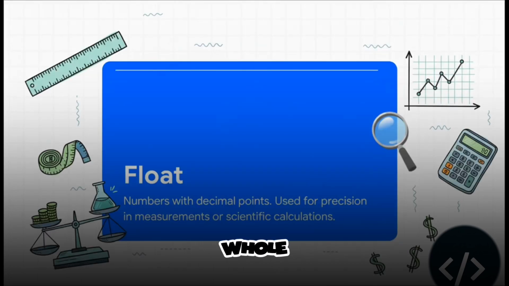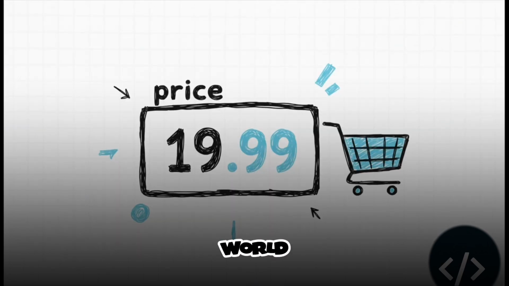But whole numbers aren't always enough, right? For that, we have floats. A float is basically any number that has a decimal point. This is absolutely crucial for anything that needs precision. We're talking measurements, scientific data, and of course, money. And you see this everywhere in the real world. A variable like price is set to $19.99. You just couldn't store that accurately with an integer, which is exactly why floats are so essential for everything from your online shopping cart to complex financial models.